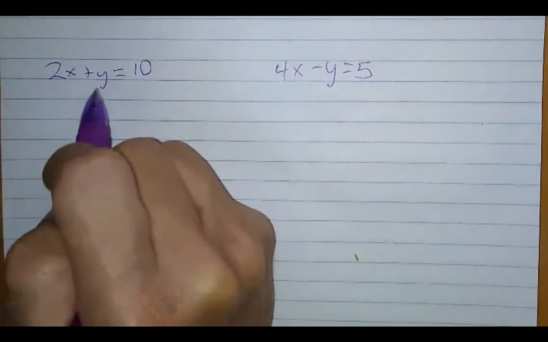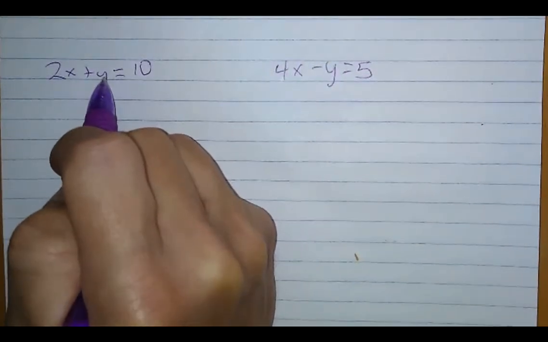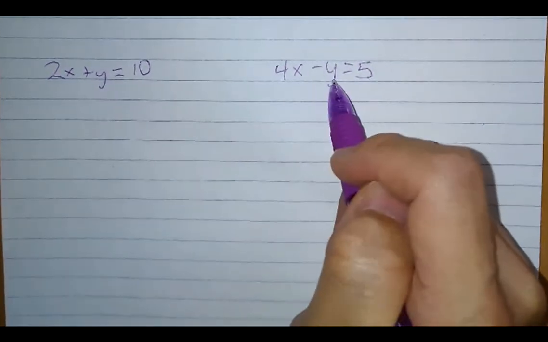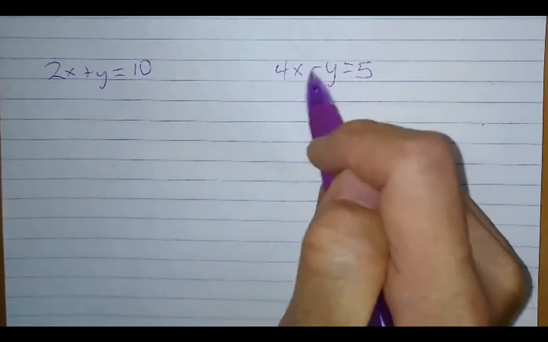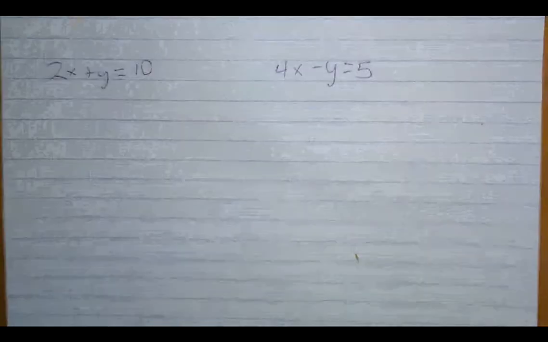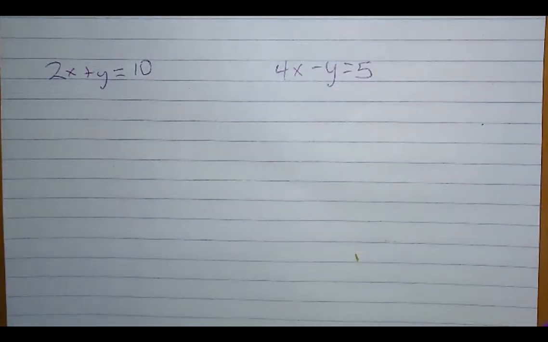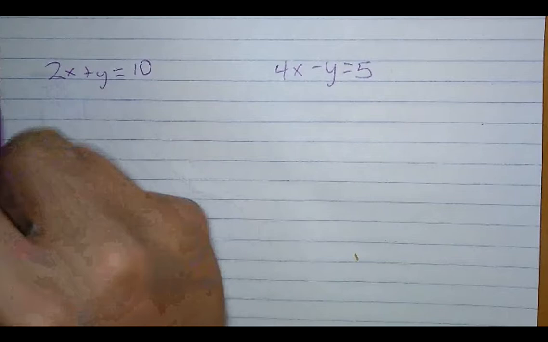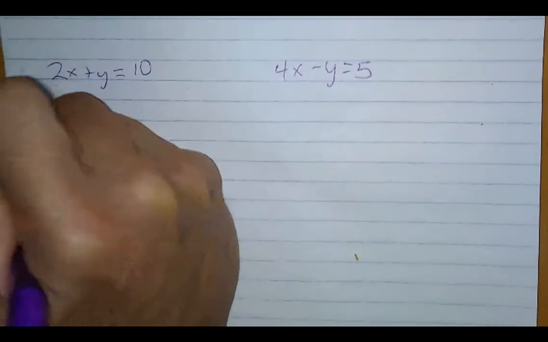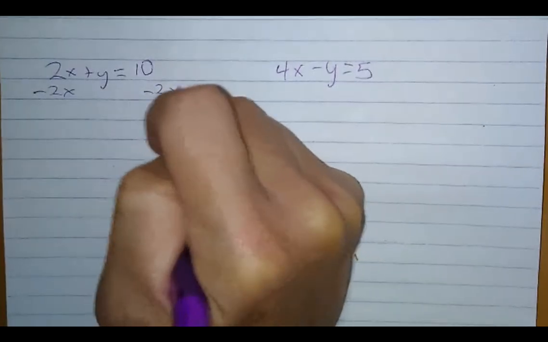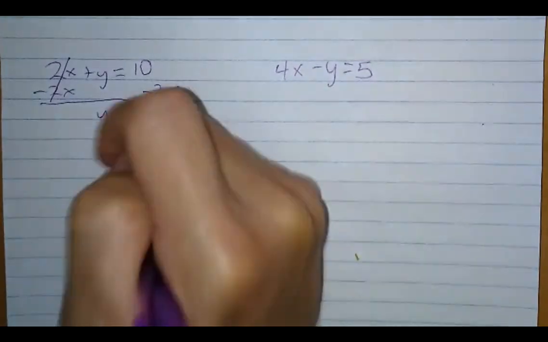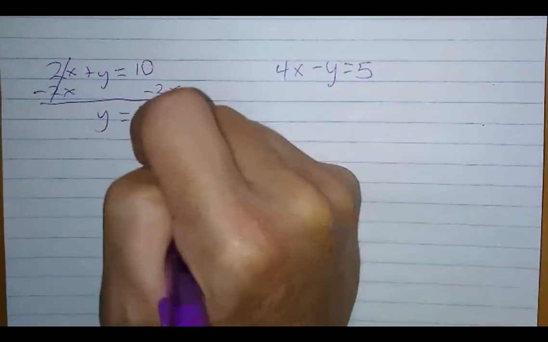In this equation, I would try to get this y by itself. The other possibility I would say is this one. I would try to get this y by itself. But you'd have to get rid of the negative eventually. So for those of you that don't like working with the negatives, I would go with this one. I would get rid of the 2x to get y by itself. Subtract 2x on both sides. So that's gone. Y equals 10 minus 2x.